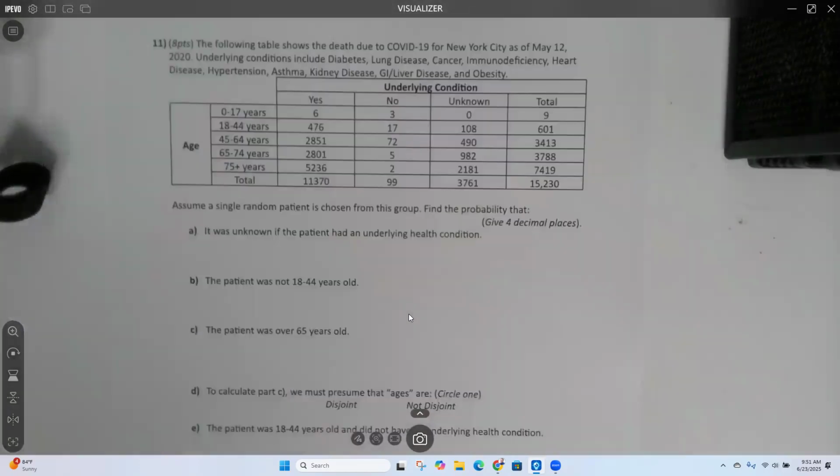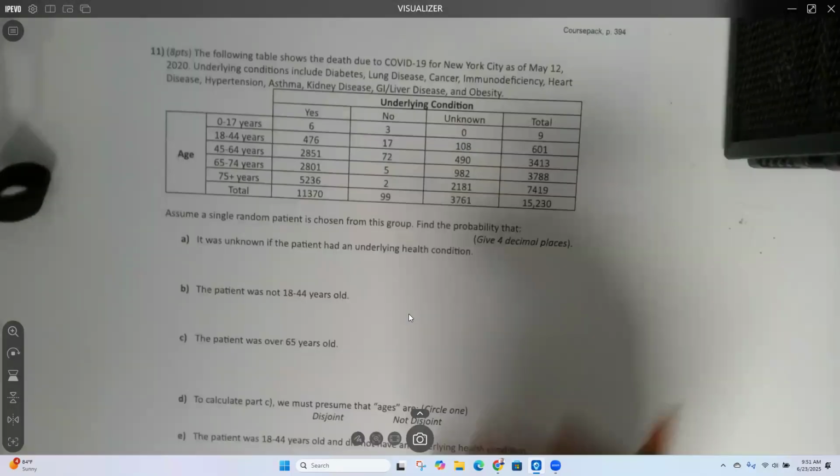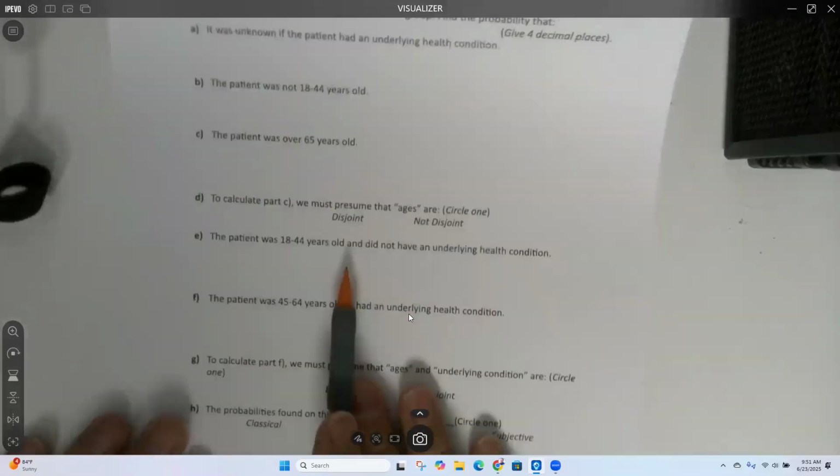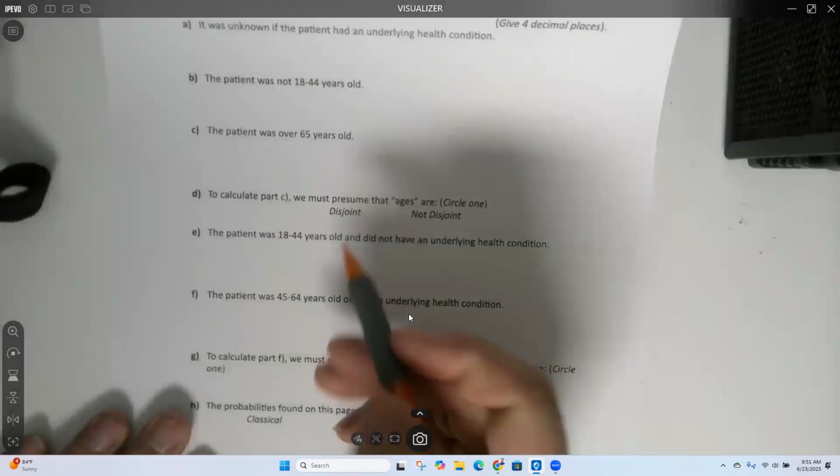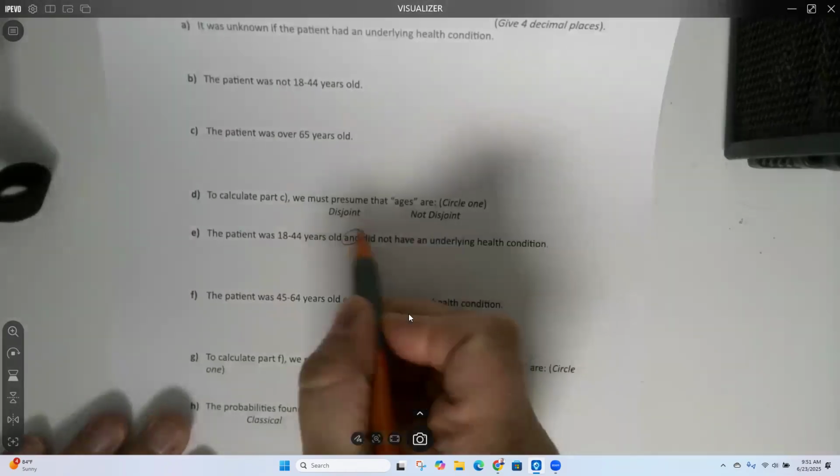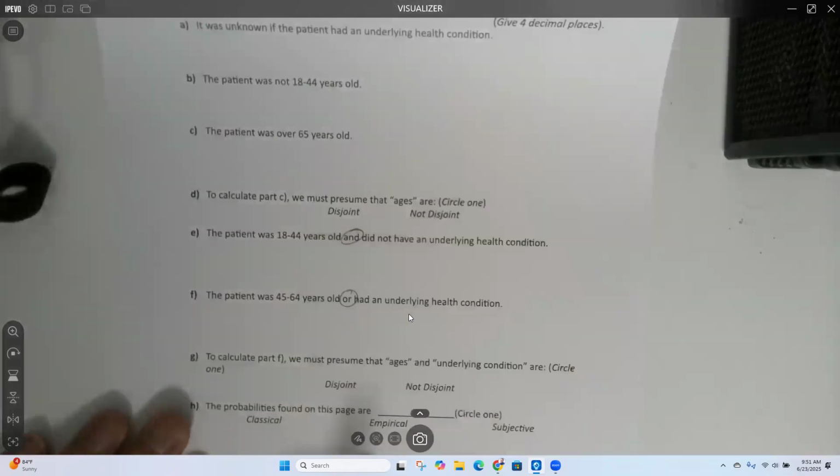So, page 394. Most of this is fine. The one thing I want to point out is be careful down here with "and" or "or", okay?